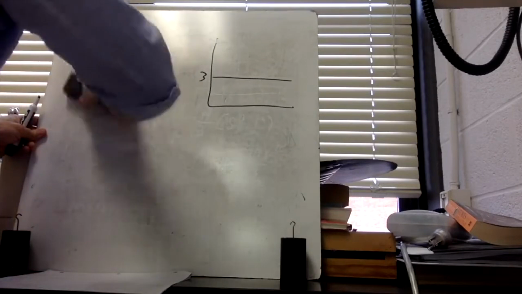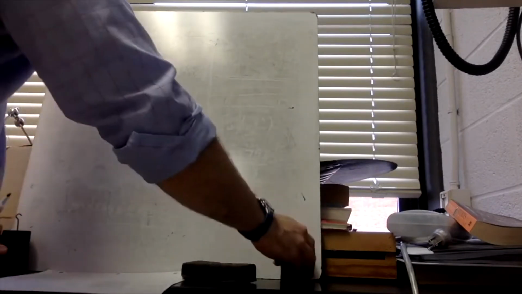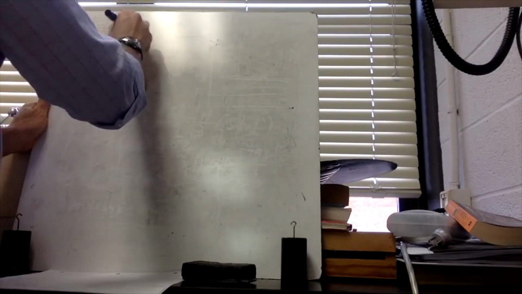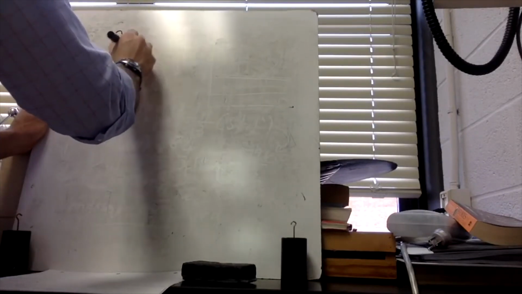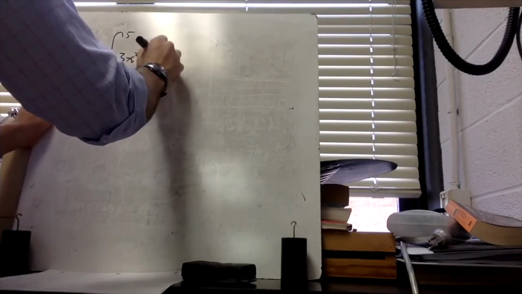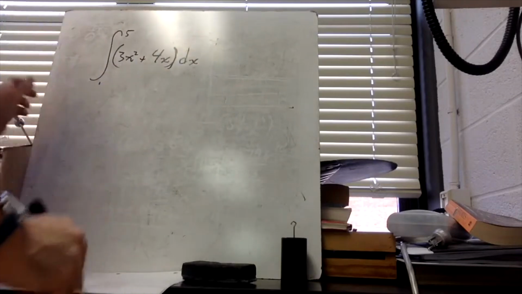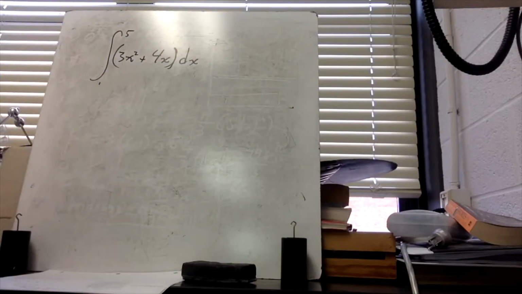All right, then if we have a polynomial, it works the exact same way. So here again from 1 to 5, I'm going to do 3x squared plus 4x dx.